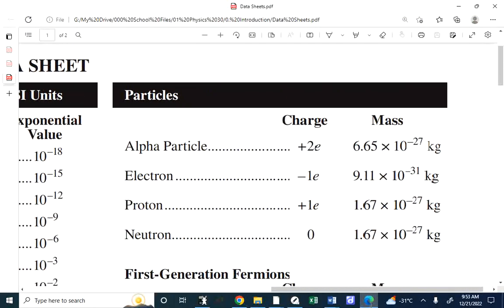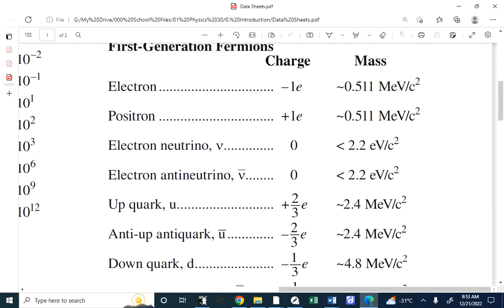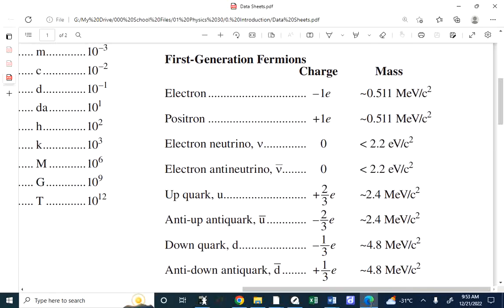And if you go over to the particle side, you see something there. It's a chart called first generation fermions. I don't want you to worry about the weird stuff under mass. I want you to notice that there's the electron there. There's the electron neutrino. There's the up quark. And there's the down quark.